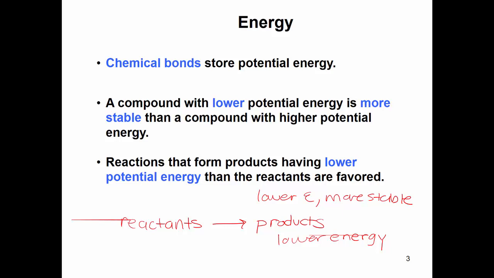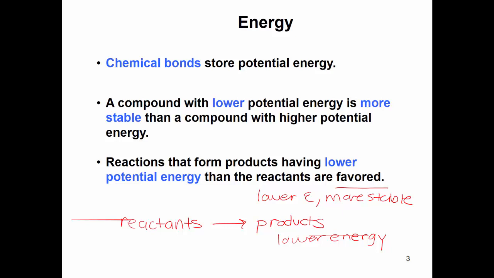Favored means products, because ideally most chemists are trying to form products, right? They don't really want to get back their reactants. They want to form the most product that they possibly can. So if you form a product that's lower in energy, it's more stable, which in turn means this would be favored. Reactions that form products having lower potential energy than reactants are favored.